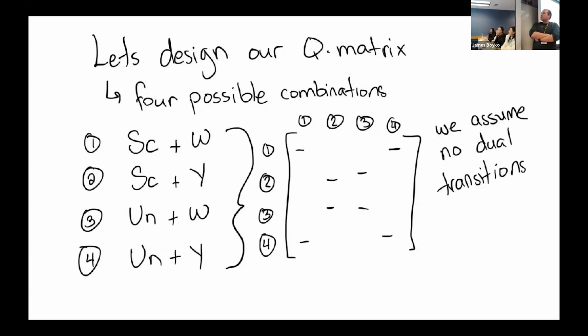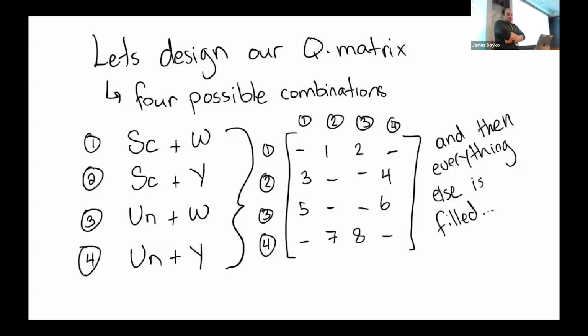We don't allow for dual transitions, which means you can't change from a scented and white flower to an unscented and yellow flower. So we've removed that diagonal from the matrix because those represent the dual transitions. And then we'll just fill it out. And that's actually a dependent model. Now, I don't expect this to click right away, because why would it?